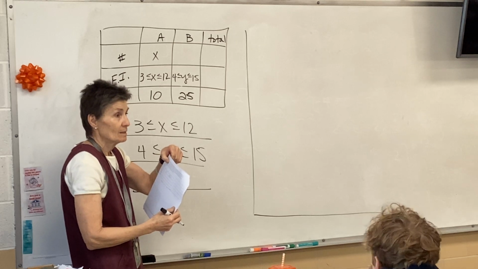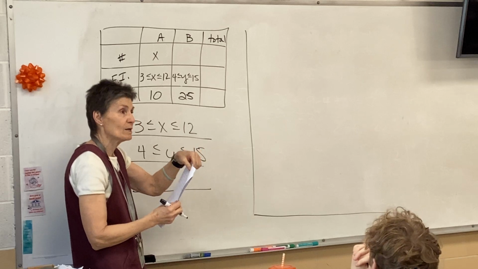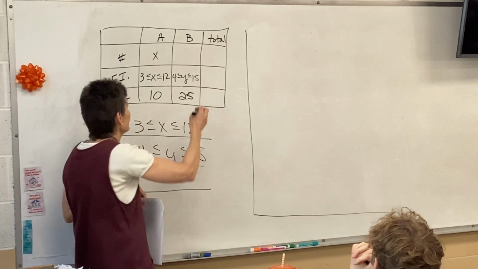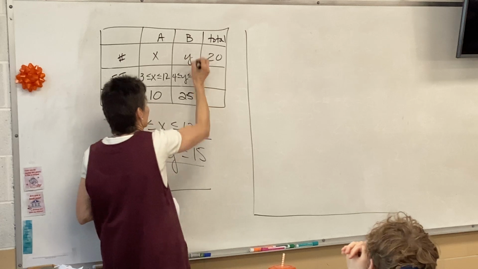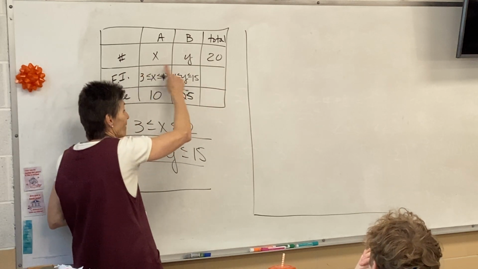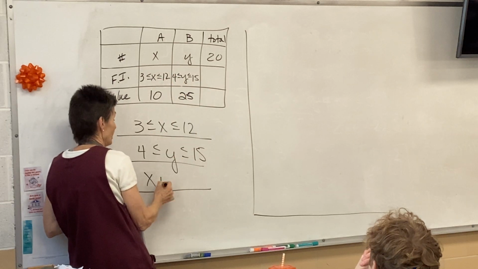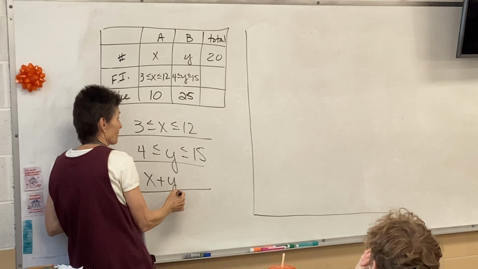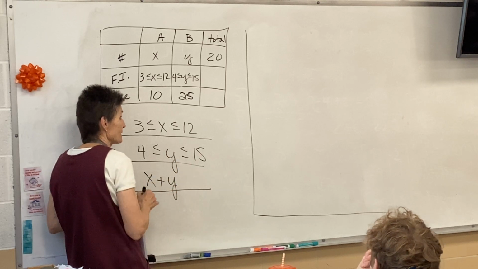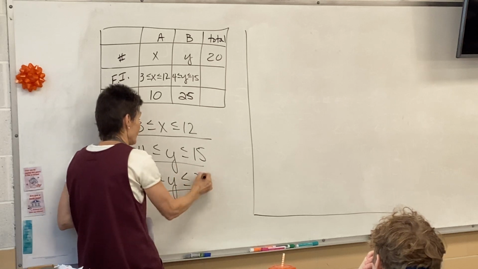20 total. In total, you can do no more than 20 questions. Total number is 20. So what thing am I gonna graph for that row right there? X plus Y, watch it. Less than or equal. No more than 20. Does that mean less than 20 or greater than 20? Less. Less than or equal to 20.